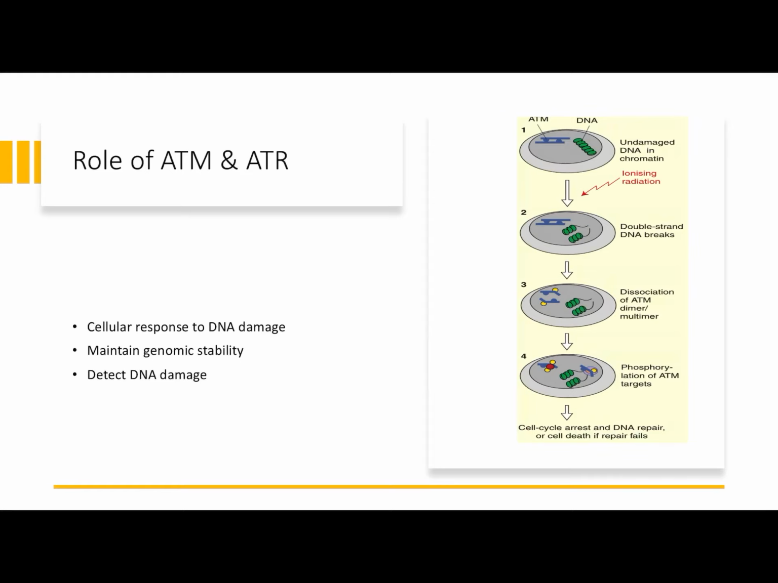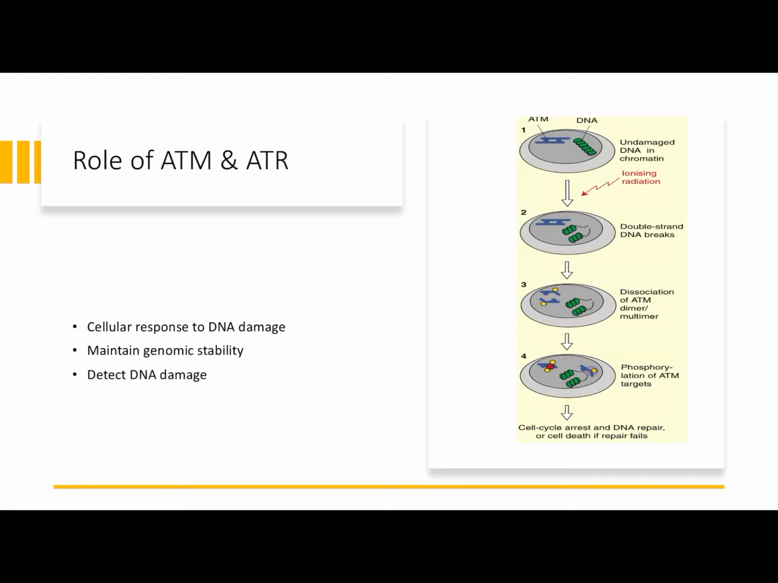Now to discuss what's going on in this picture right here. So in step 1, ATM exists as dimers and multimers in which the active site is blocked. Double-strand DNA breaks occur. In step 2, this leads to an ATM intermolecular phosphorylation and the dissociation of the dimer and multimer and exposure of the kinase domain.